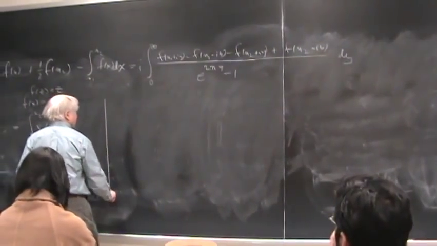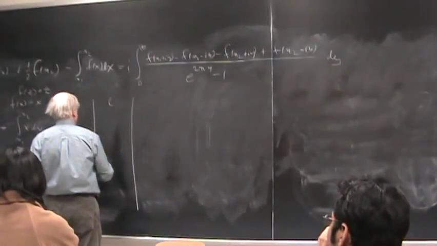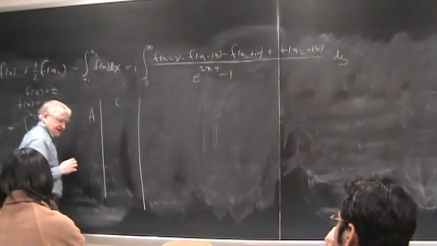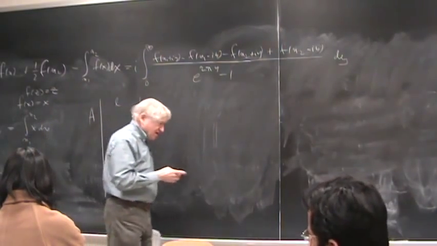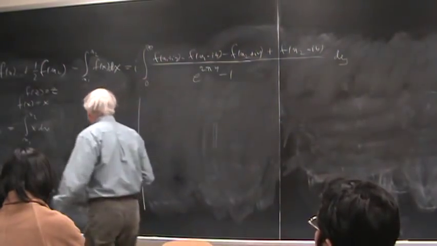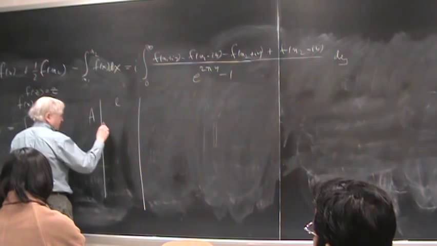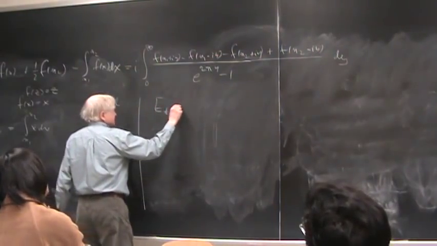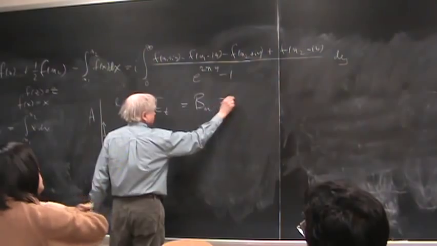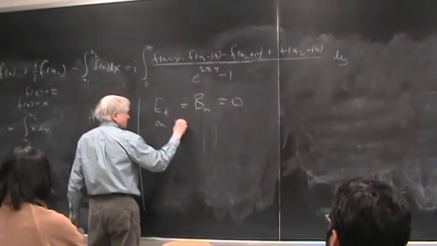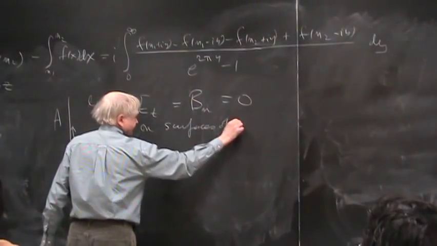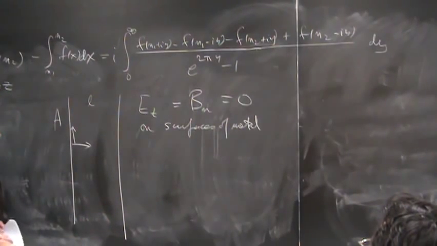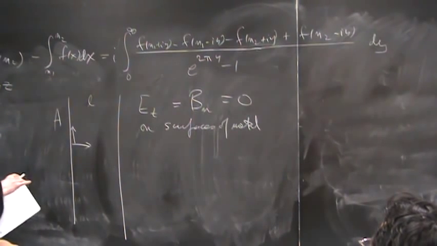All right, so we're looking at two plates, a distance L apart, with area A. We're imagining that they're metal plates, and at first we'll say they're perfectly conducting. If they're perfectly conducting, then you can't have a parallel electric field or a perpendicular magnetic field. So the boundary conditions are E tangential equals B normal equals zero on the surfaces of the metal. So that means there and there. And we imagine that the area A is much bigger than L squared.